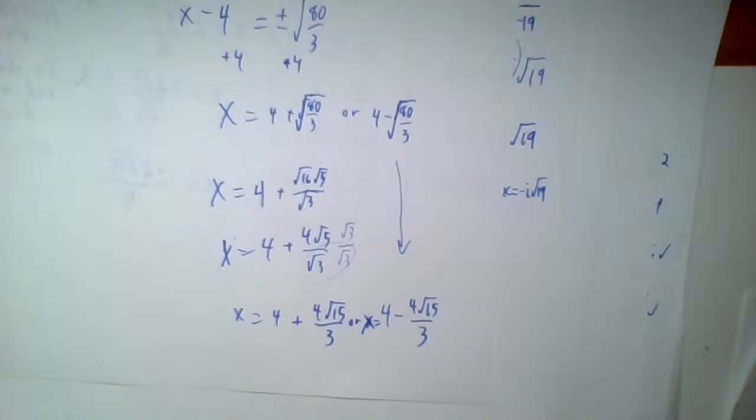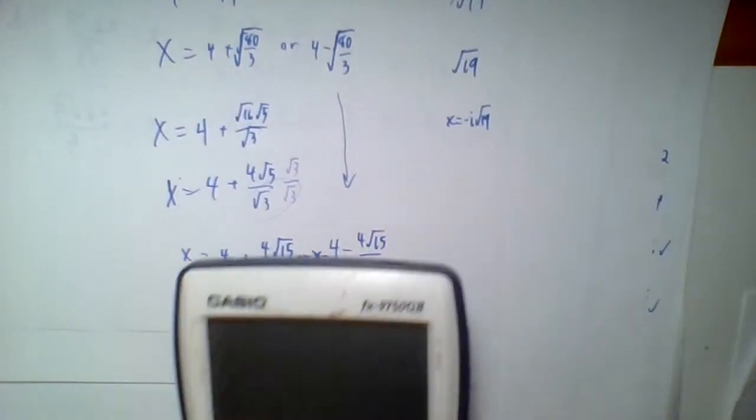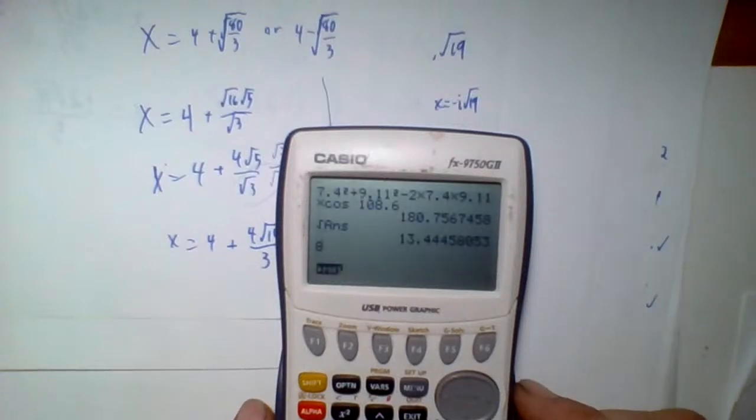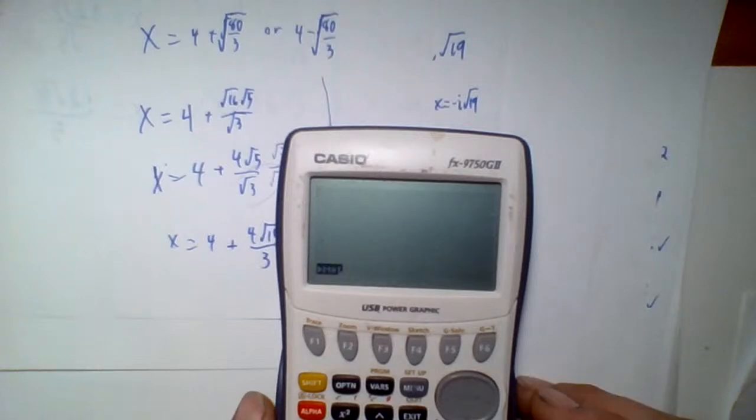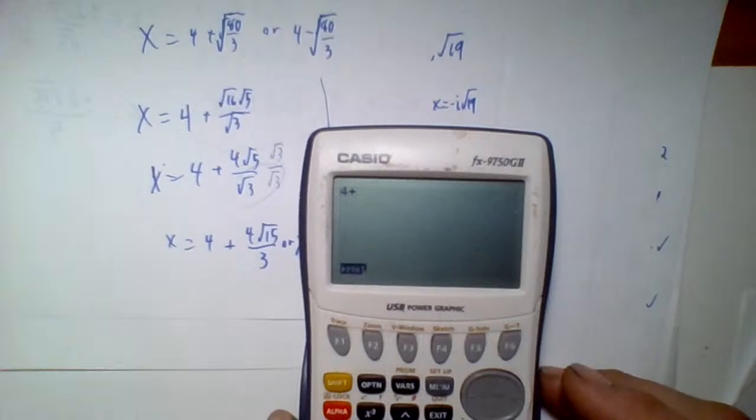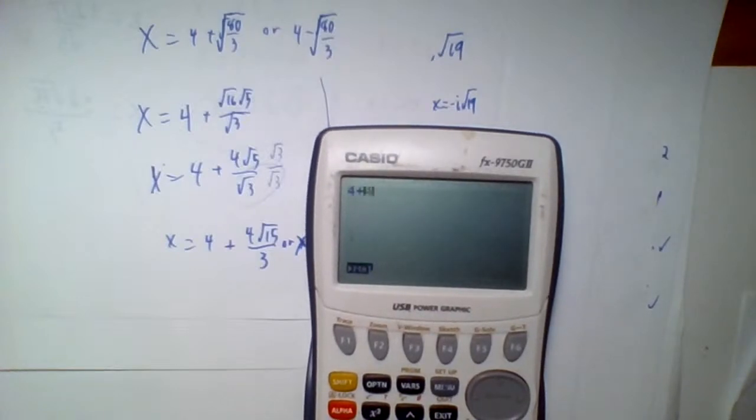If I wanted decimals, I could get decimals out of it. Let me go ahead and get the approximate solutions on that one, just to go through that process. So that first solution is 4 plus this 4 times the square root of 15 divided by 3. Is that 15 divided by 3, or is that the square root of 15 divided by 3? I got to be careful about that.